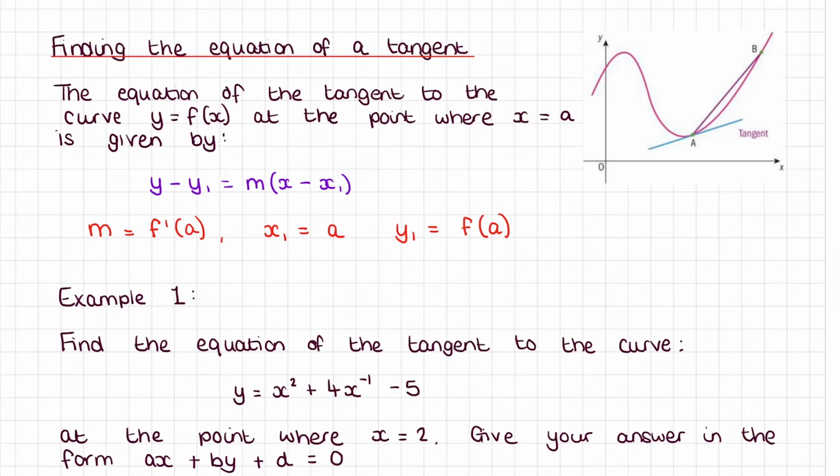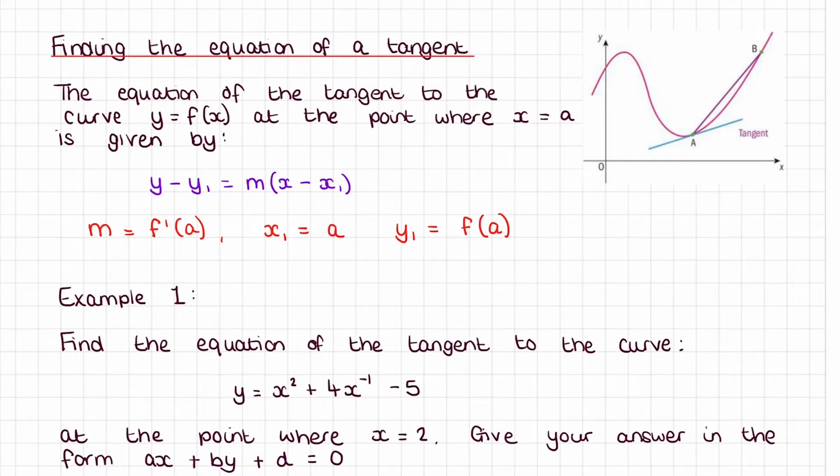This video is on finding the equation of a tangent. The equation of the tangent to the curve of y equals f(x) at the point where x equals a is given by our linear equation formula, y minus y1 equals m multiplied by x minus x1. So just a linear equation, because remember, as you can see in the picture here, the tangent, that is the blue line I've just circled, is a straight line, so it will have a linear equation.